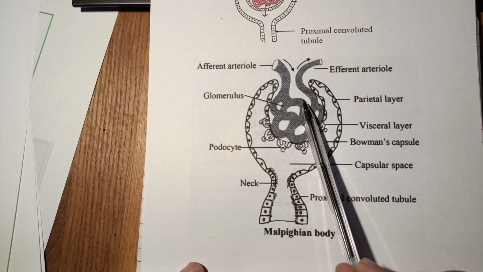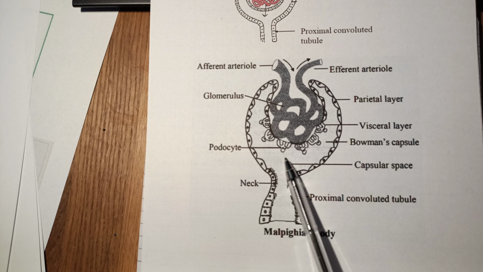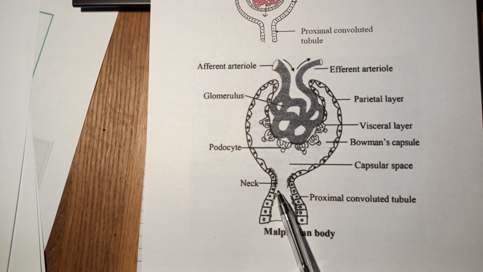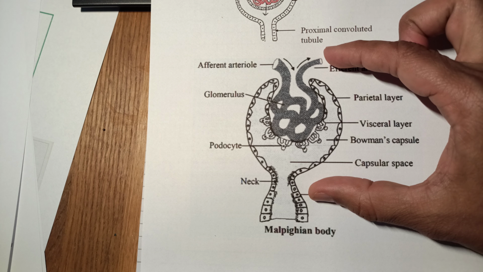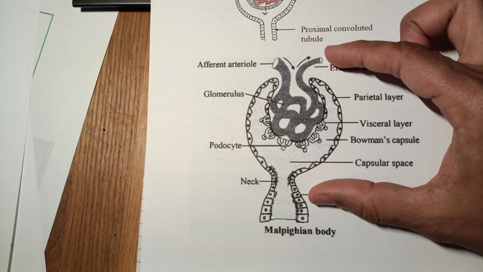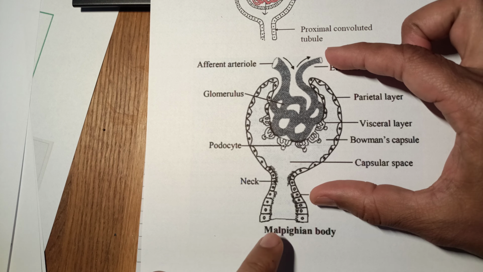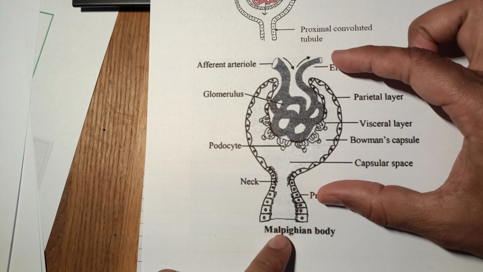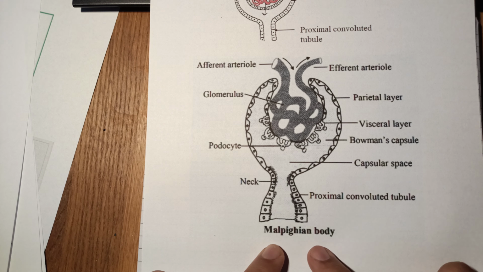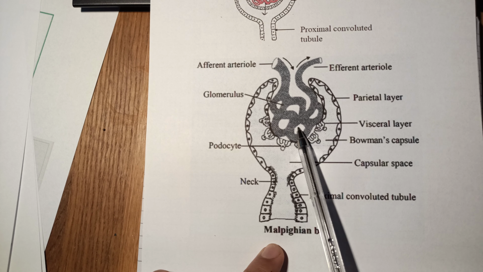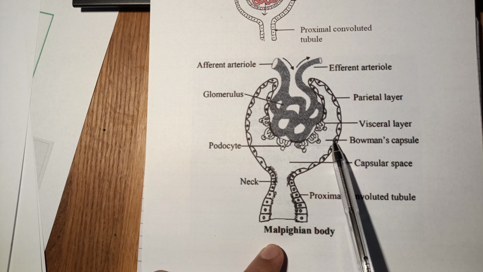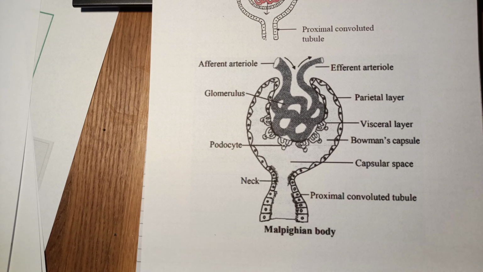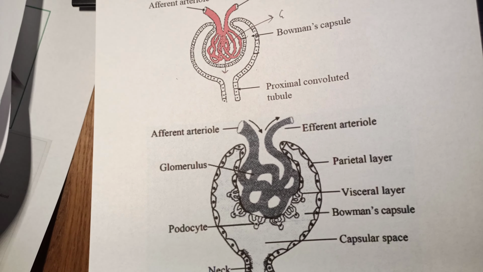So the Bowman's capsule, glomerulus, the space of the Bowman's capsule, that is the capsular space, the neck, and then the proximal convoluted tubule: this whole structure is also called the Malpighian body. You may be asked this in your entrance exams. This is not in the CBSE syllabus, but you should know that this whole structure is called the Malpighian body, and it has the glomerulus and Bowman's capsule. The Bowman's capsule has two layers, the inner visceral and outer parietal layer.